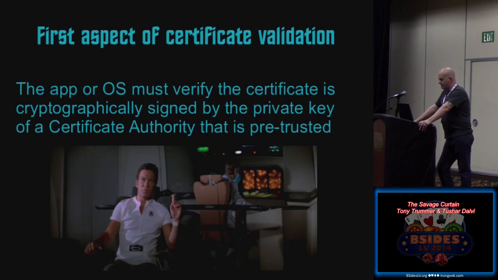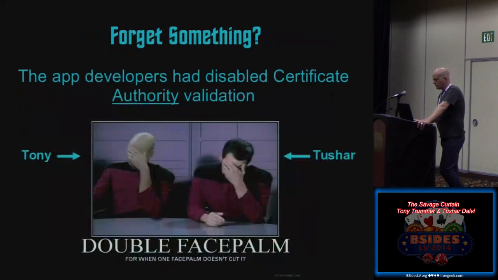So having established these facts, what we initially found was that we were still seeing traffic in our proxies despite not having installed the PortSwigger CA on our device. So something was wrong. It turns out the reason we were still seeing SSL traffic was that sometime during the development process, the validation of certificate authorities was disabled.